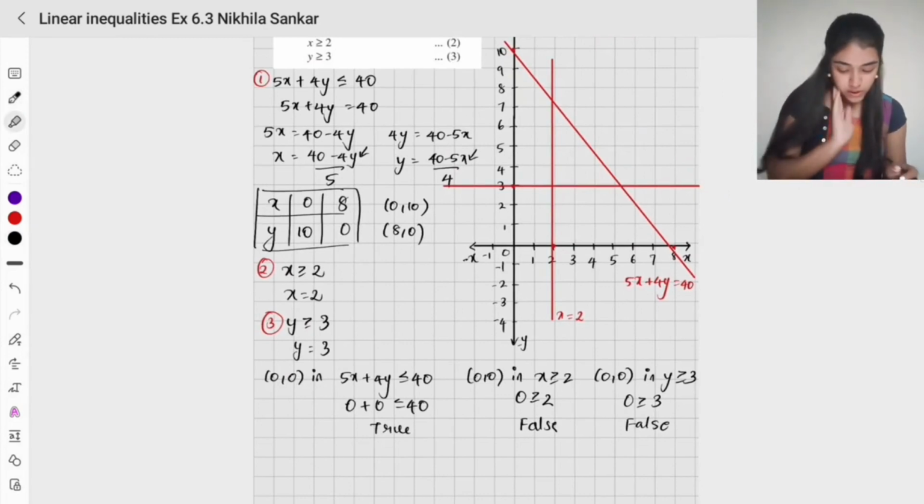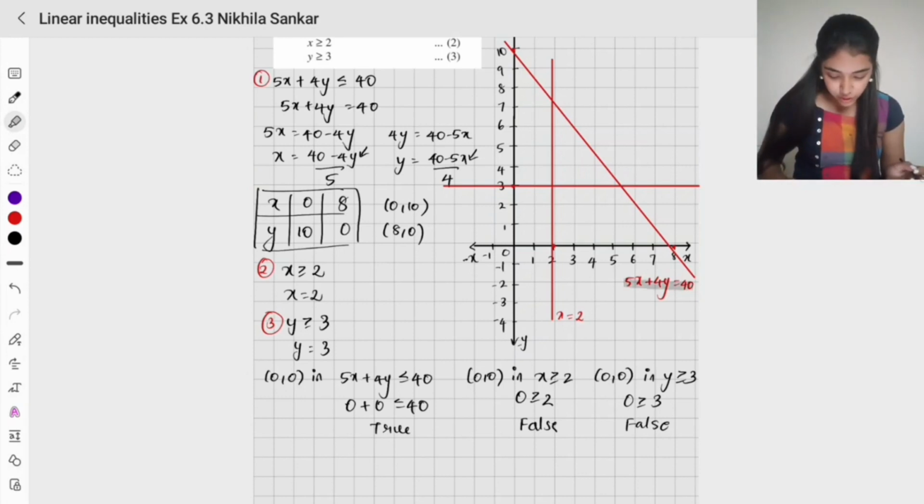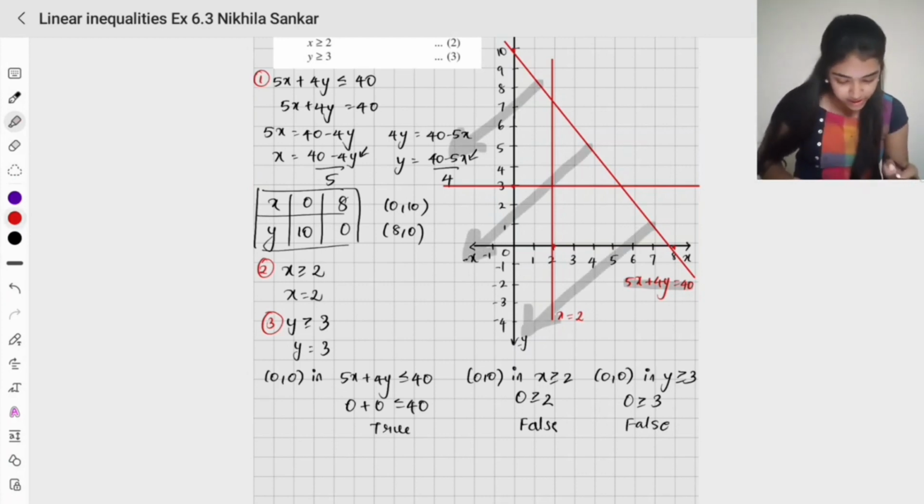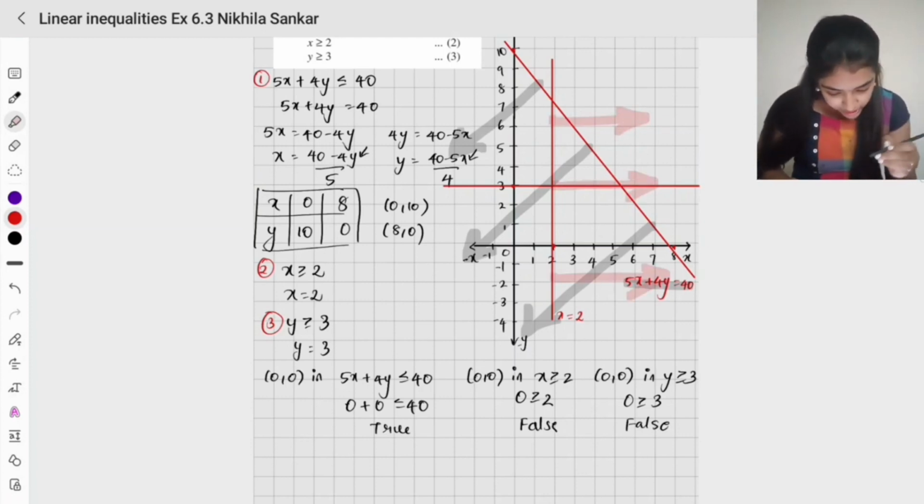So how does this look? 5x plus 4y equals 40. In the line the solution 0 is going to be included. So this is going to be the bottom half. So this is going to be the region. For the other two, it is going to be this. So 0 is not included for x is greater than or equal to 2. So it is going to be this side. So it is going to be this half of the plane. And for y greater than or equal to 3, again it is not going to include the 0. So it is going to be this side.